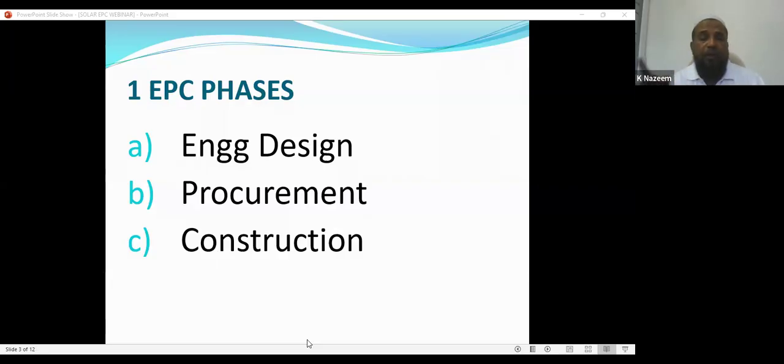Because even if the quality is good, if he is not delivering on time, then you are losing so many units of energy per day. Now coming to the third part, construction. This is the actual part and the most important step in the EPC phase.